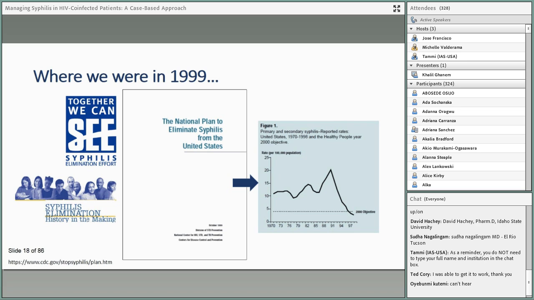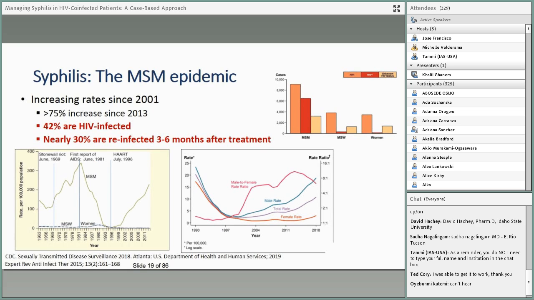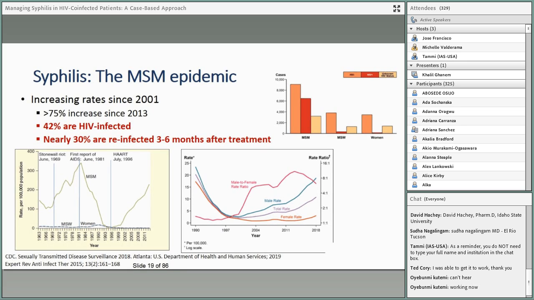So the first thing we're going to do is start with the epidemiology. The reason why is because it's important to know who's at risk for getting syphilis so that you know who to screen for. And this is where we were in 1999. We had had the lowest rates documented of syphilis in the United States. And that essentially forced the CDC to come out and say, listen, we are going to eliminate syphilis over the next 10 years from the United States.